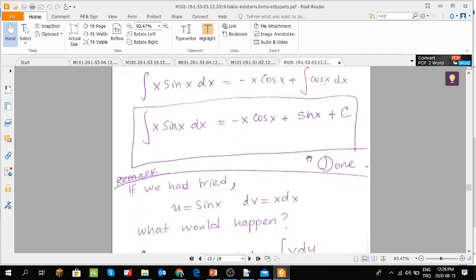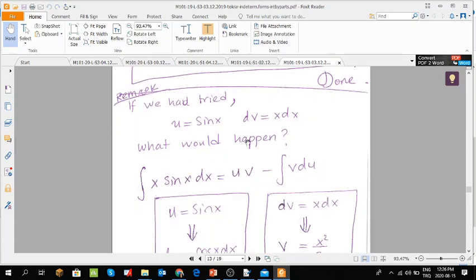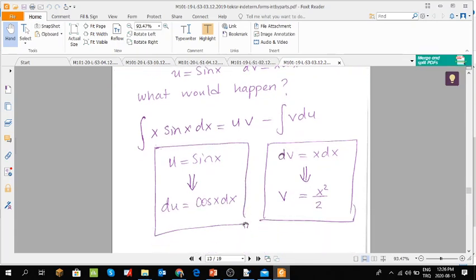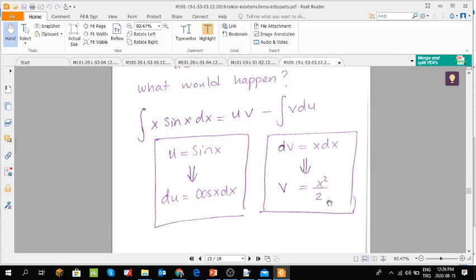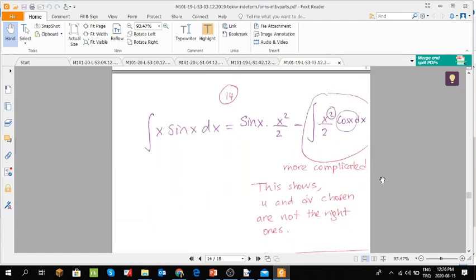So we got it. Our choice was right. If we had tried the other way around, if we said u is equal to sine x and dv is x dx, then we would be in trouble, because v would be x squared over 2, and this would make it more complicated.